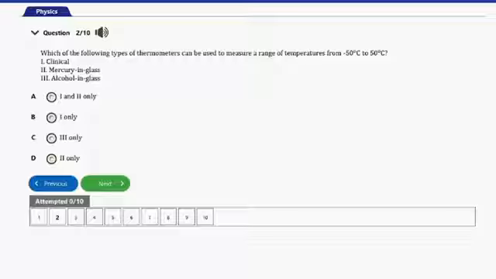III, alcohol in glass. So guys, option A says I and II only. Option B, I only. Option C, I only. Option D, I only. So guys, the answer to this question is option C, and that's I only. So a temperature as low as -50 degrees Celsius to 50 degrees Celsius will be measured using alcohol in glass thermometer, and that's it for this question. So let's go ahead and consider the next question, guys.